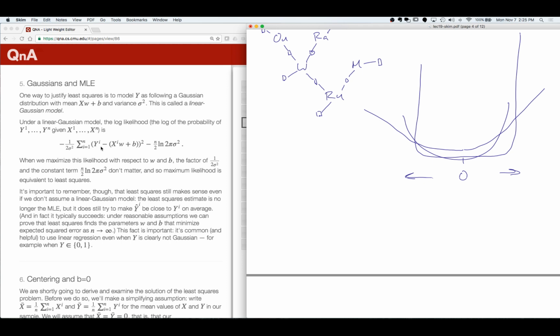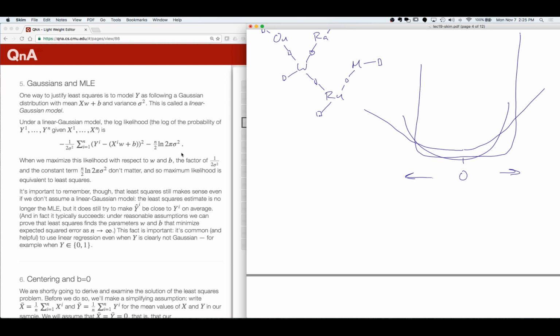And the reason this fact is important is that it's very common to use linear regression even when the conditional distribution of y is very clearly not Gaussian. For example, y could be a binary random variable, and it would still make sense to do linear regression. So it's important to know that there is this justification, and it's a common one, but it's not the only reason to justify linear regression.